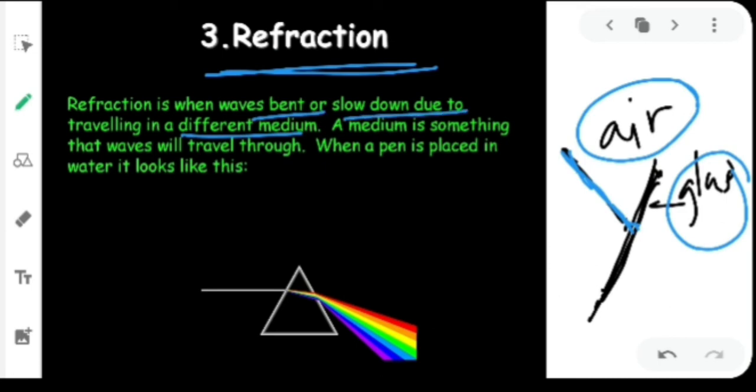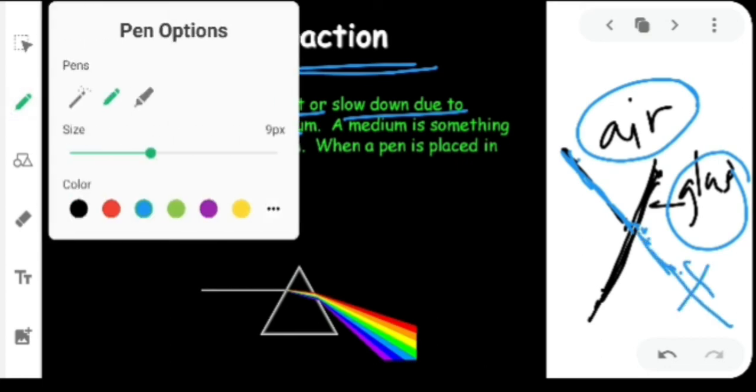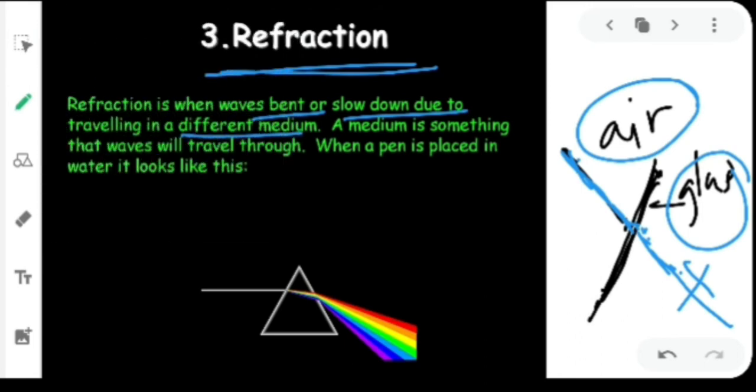Then you know what a medium is. A medium is something that a wave will travel through. If light is traveling through the air and suddenly it is traveling through the glass, it will not go straight in this manner. The light will change its path slightly. It will take a new path. So this is the refracted ray. Here the light gets deviated. The light changes its path slightly. So this phenomenon is known as refraction.